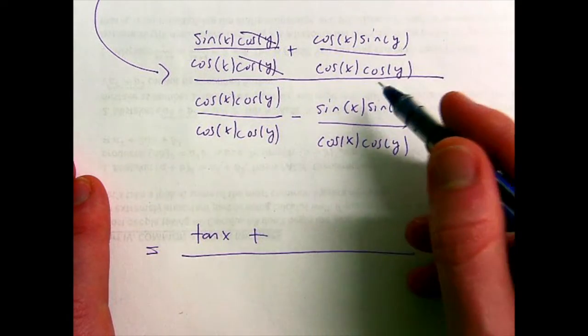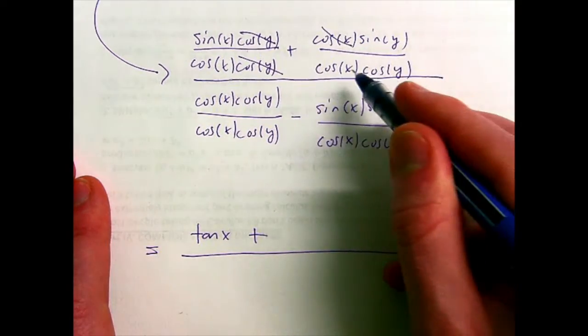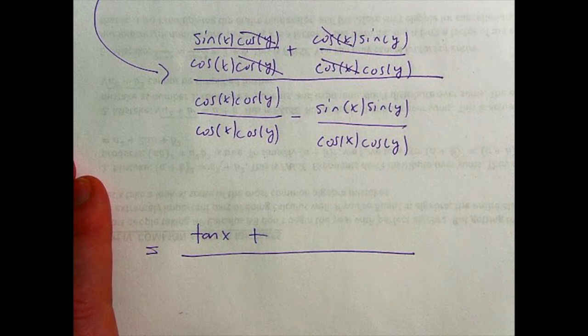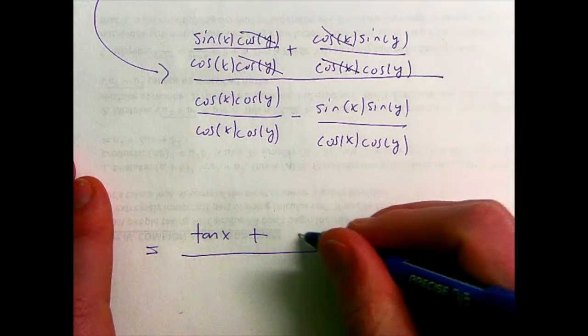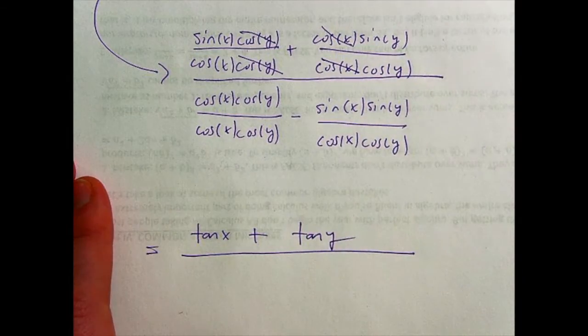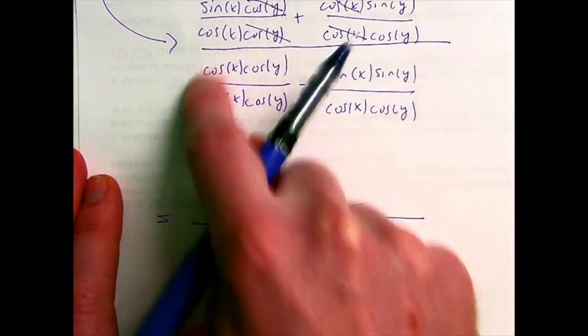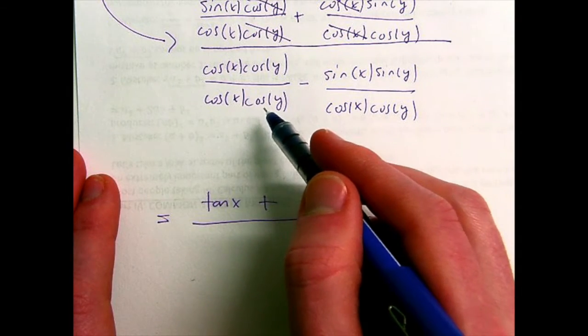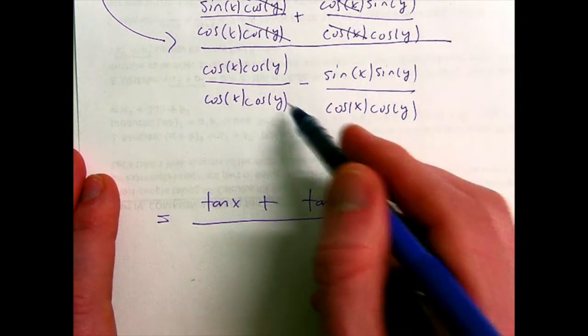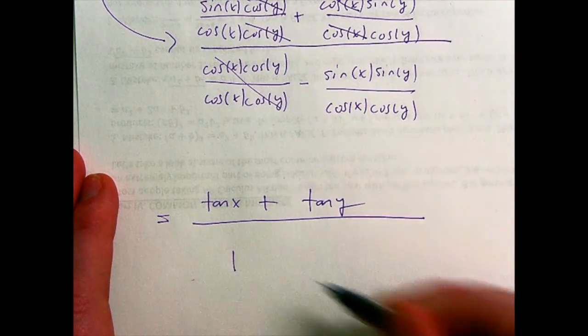Oh, wait, no, something does cancel. My bad. The cosine x here cancels with the cosine x there. And then I'm left with sine of y over cosine y, which is actually just tangent y. Cool. In this block, everything cancels, right? The numerator and denominator are exactly the same. Cosine x, cosine y, cosine x, cosine y. So the whole thing just becomes 1.